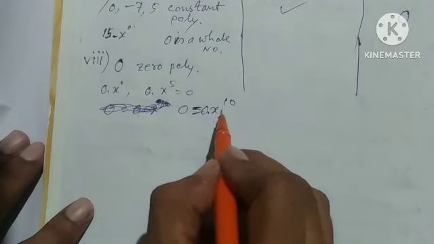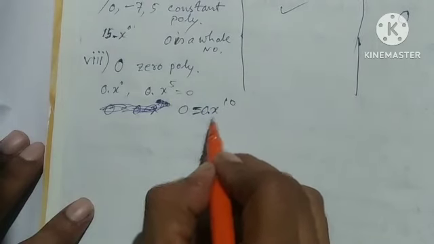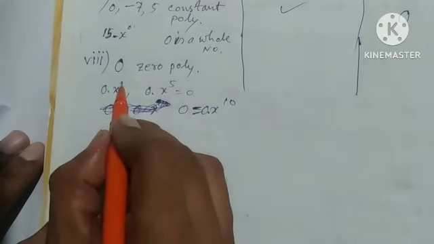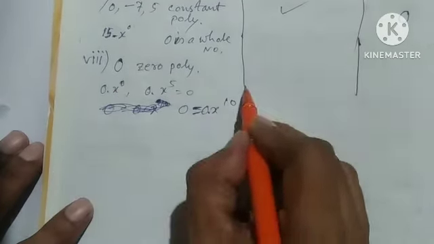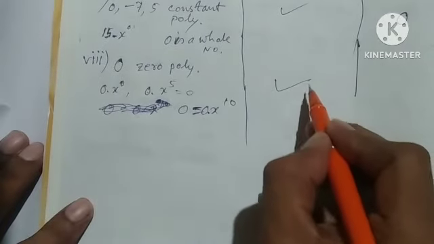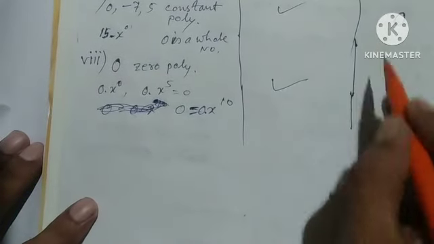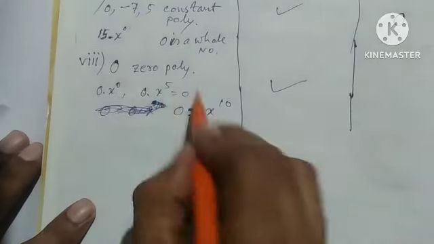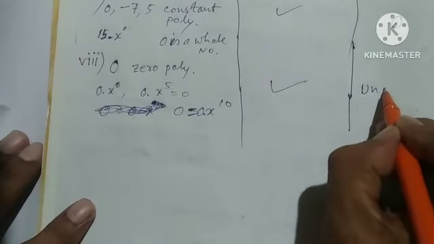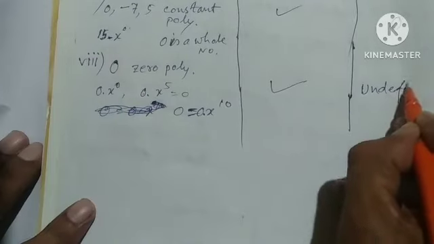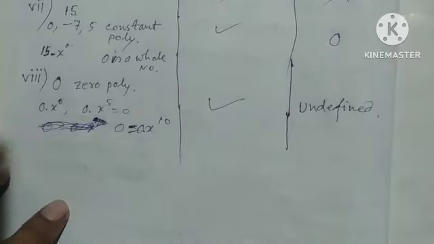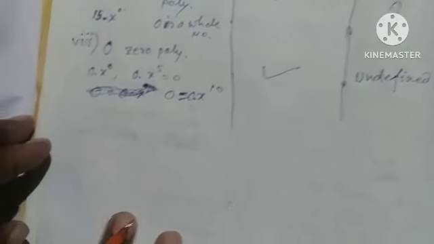We can't decide what is the power of the variable. It may be 10, maybe 5, or it may be 0. So it is a polynomial, but we can't decide the degree of this polynomial. Therefore the degree is undefined for 0.